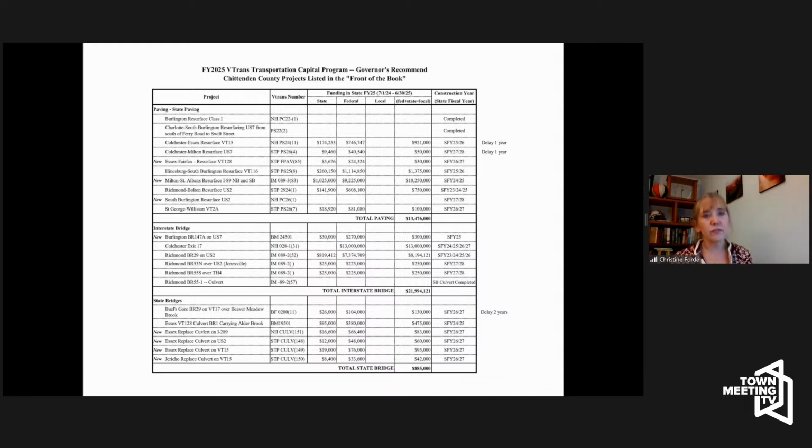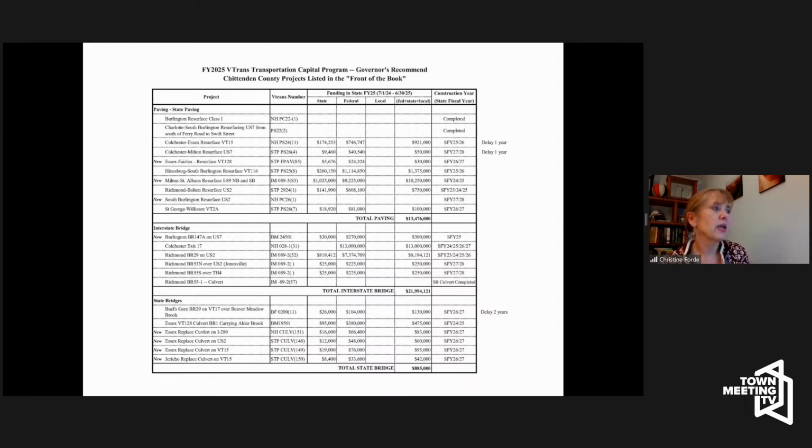So these charts are in the packet. They show the funding for 1 year. The capital program is also 4 years, but this just shows the 1 year funding for Chittenden County projects. And then the estimated construction year, which is in the state fiscal year. And this is organized by the programs in the capital program. So there aren't any surprises in here from our perspective.